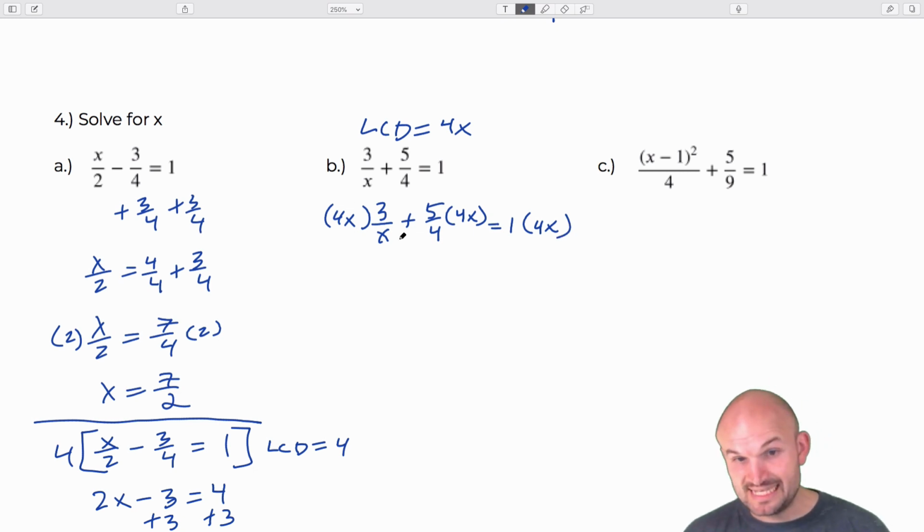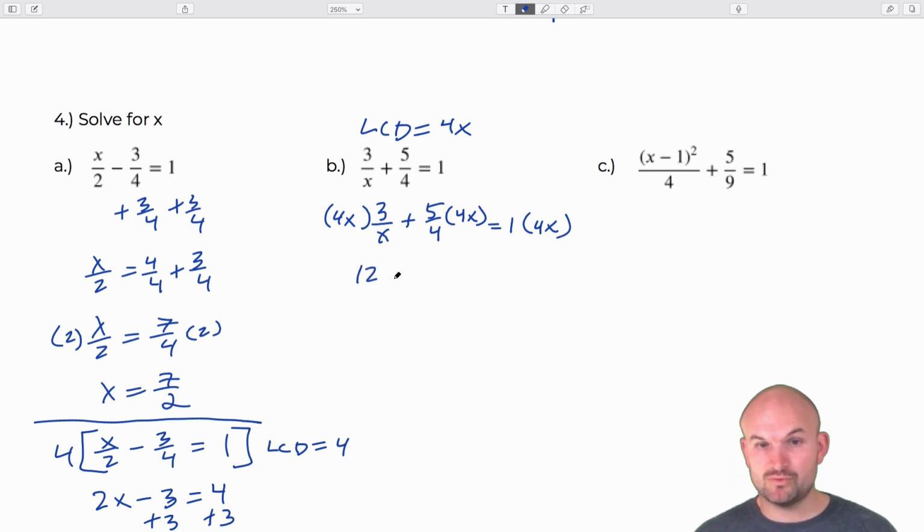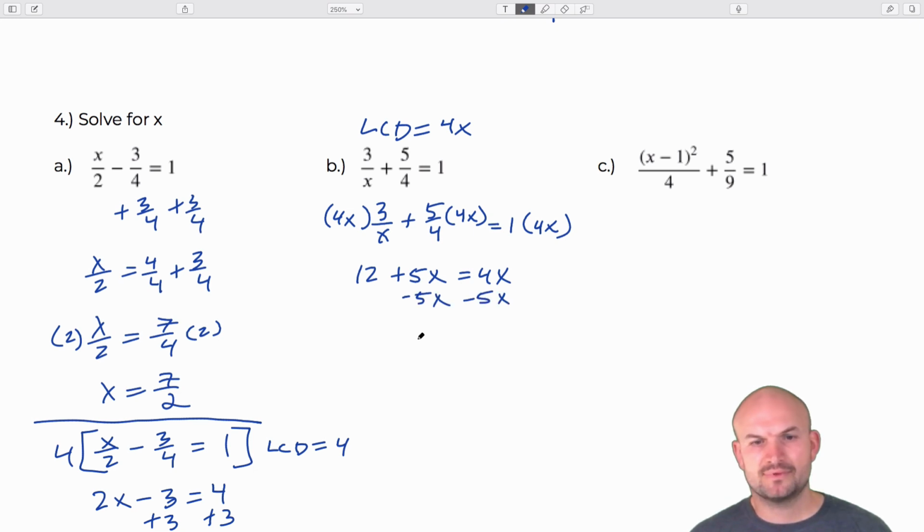So now you can see the x's are going to divide out. That's just going to give me 12. Here the 4's are going to divide out, so that's going to be plus a 5x. And then here you just have 1 times 4x equals 4x. So now I can just go ahead and subtract the 5x from both sides. I get 12 equals a negative x. Divide by negative 1, divide by negative 1, x equals a negative 12.